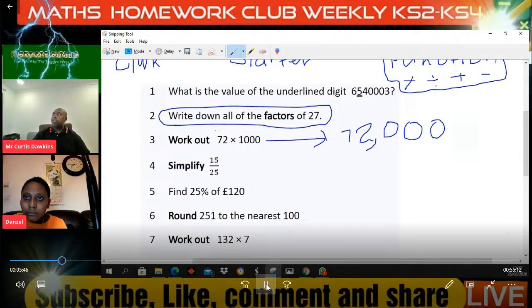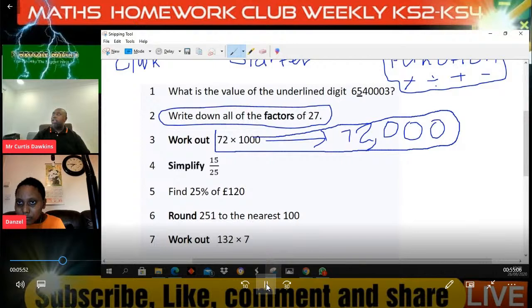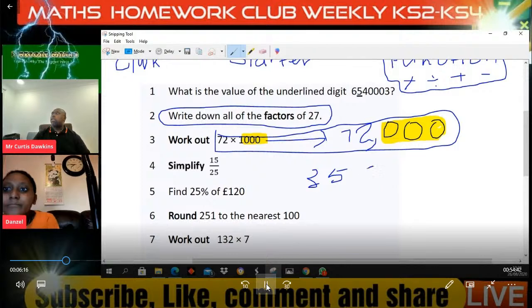Look at the link here. You've got 3 zeros. 1,000 is 3 zeros, Denzel. So you've got 3 zeros at the end of 72,000. Yes? So let's try you out then. What is 35 times 100, Denzel? 3,500. Well done.